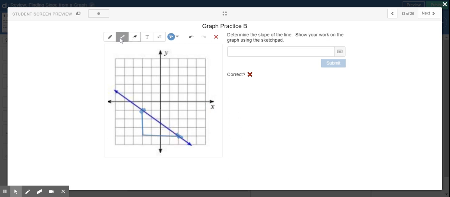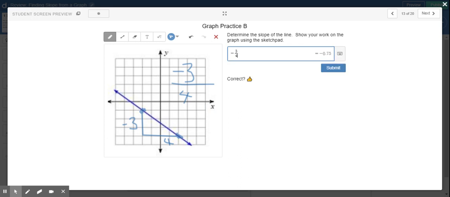So how many did I fall? How many did I run? Anytime I fall, I got to remember it's a negative. So that's 3 boxes I fell. I'm going to put -3 so that I don't forget that it's a negative slope. And then I'm going to run 1, 2, 3, 4. So for this one, it's going to be rise over run, or fall over run in this case. So it's going to be -3 for my fall and 4 for my run. So I'm going to type that in the box here. -3/4. I got my thumbs up, so I know I'm correct.